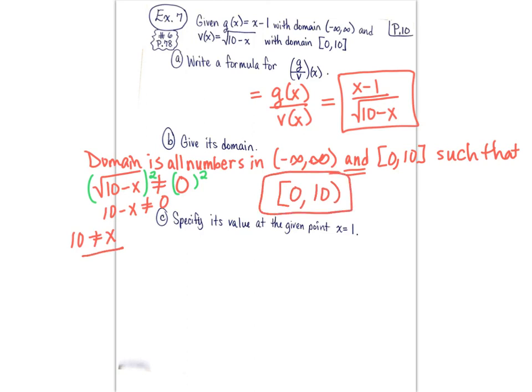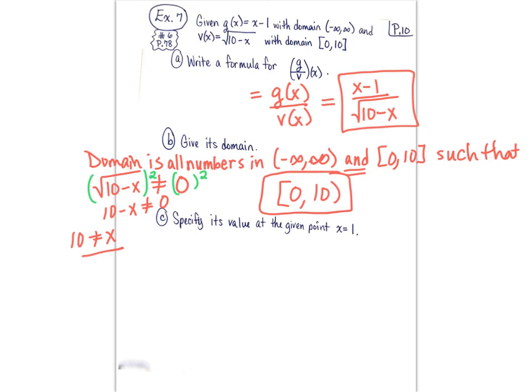So if you need to review that, remember that the domain is all numbers that are in both the domain of the function in the numerator and the domain of the function in the denominator, but we have to exclude the number that makes our denominator 0. You may have more than one, but here it's only 10. And there you go. Now we have to specify its value at the given point x equals 1.